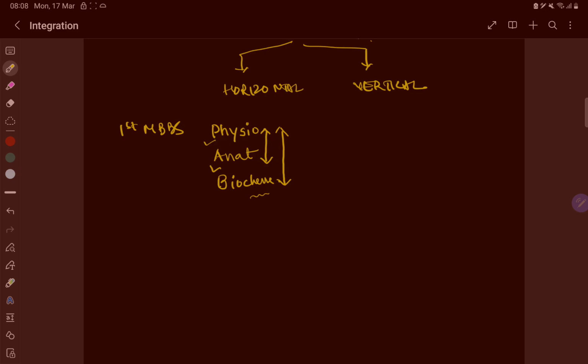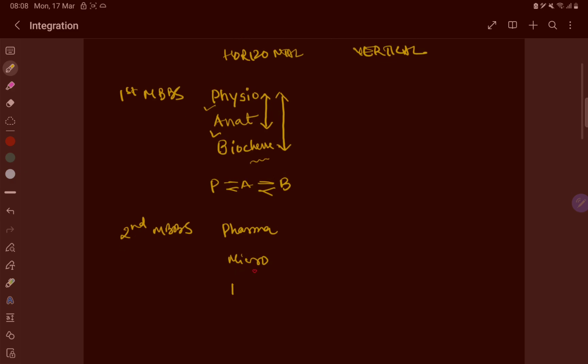Why is it called horizontal integration? Because it is present in the first MBBS, like PAB. There is an integration like this, so it is called horizontal integration. In the second MBBS there is pharma, micro, and patho.